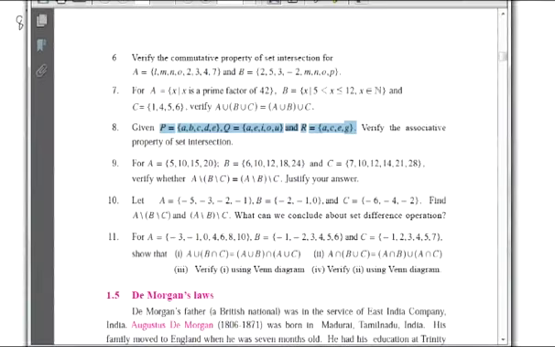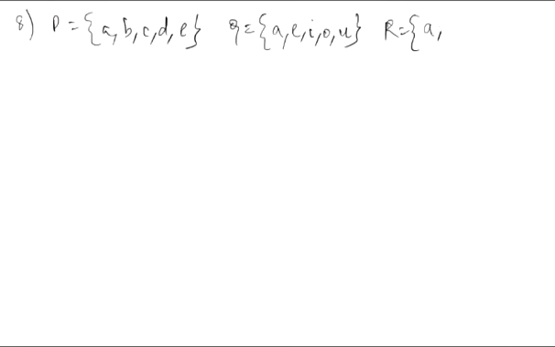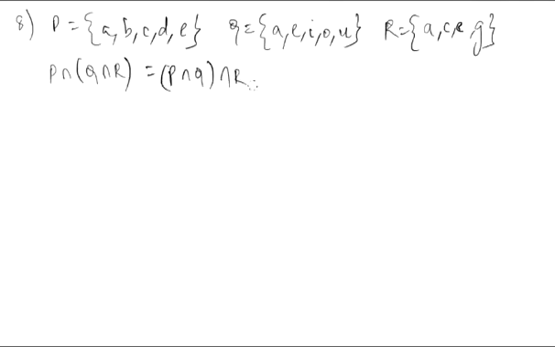R is A, C, E, G. I remember having done something similar in the examples. Okay, fine. You are supposed to verify the associative property with respect to intersection: P intersection Q intersection R equal to P intersection Q intersection R.